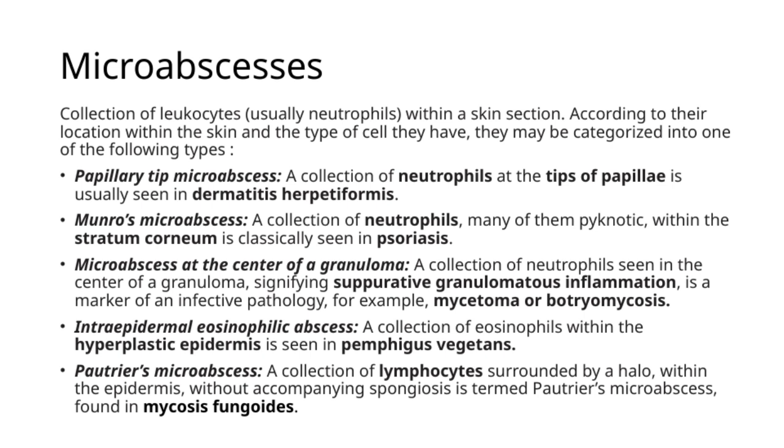Finally, Pautrier's microabscesses are collections of lymphocytes surrounded by a halo within the epidermis, notably without spongiosis. These are characteristic of mycosis fungoides. Understanding these different types helps us identify the underlying pathology and guides diagnosis and treatment.